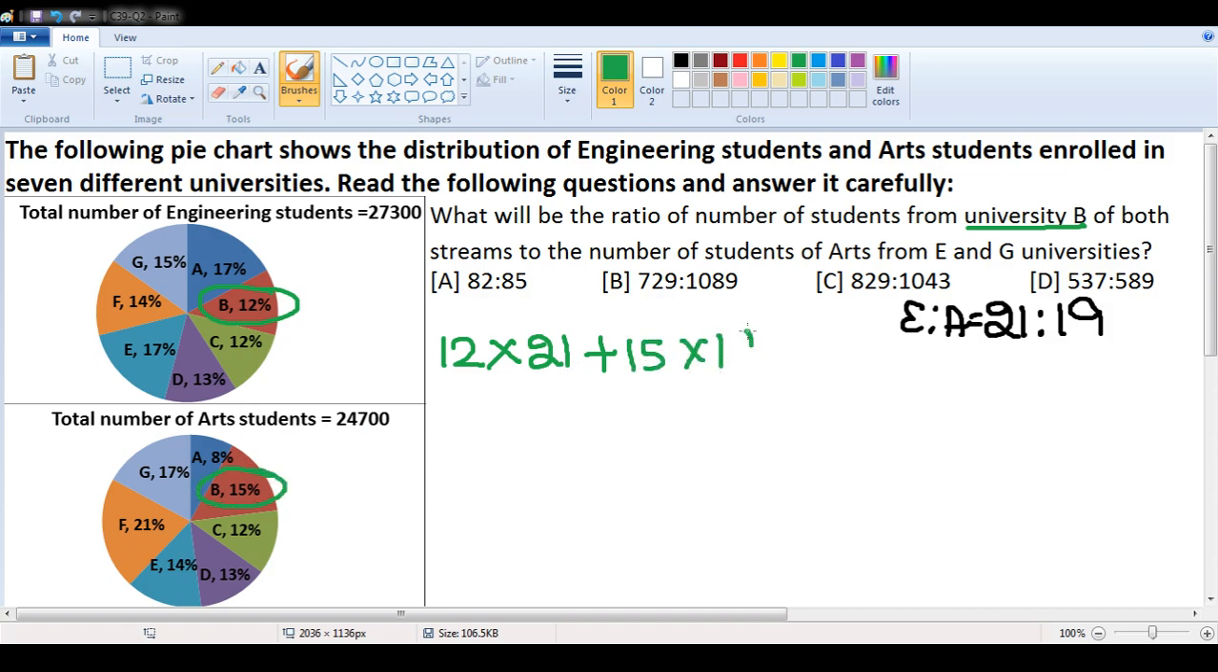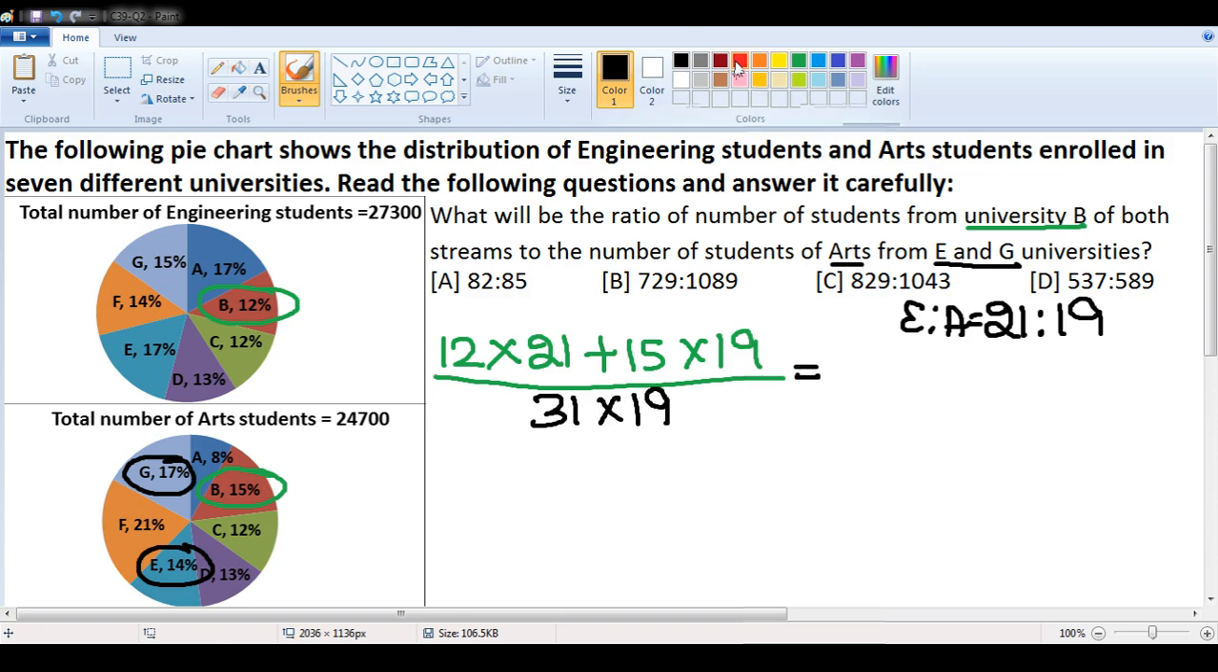Whenever it is arts, I will multiply by 19, divided by the number of students from arts from E and G. E and G is nothing but 14 plus 17, which is 31. And when it is arts, I will multiply by 19. Just multiply this a little faster.